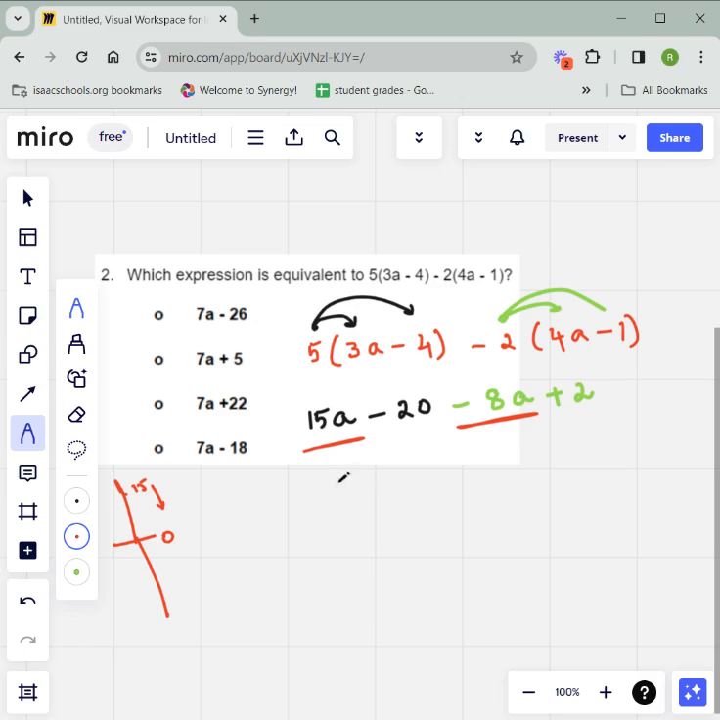15 minus 8 is 7a, and then this is negative 20 plus 2. So same number line again. You went down 20 blocks, and then you went up 2 blocks. So that's going to still be on the negative side. That's going to be negative 18. So look at the options, which one matches. You're going to select that option.